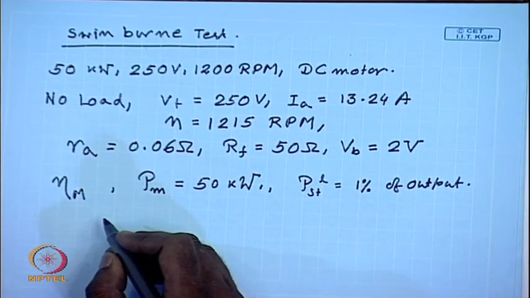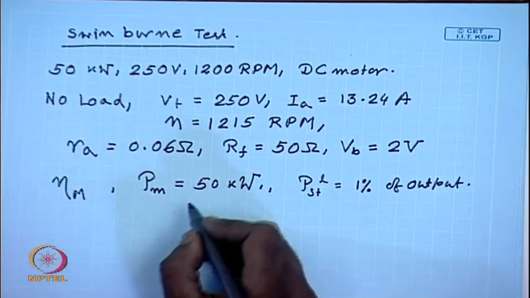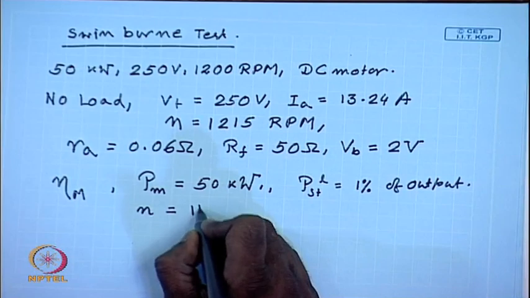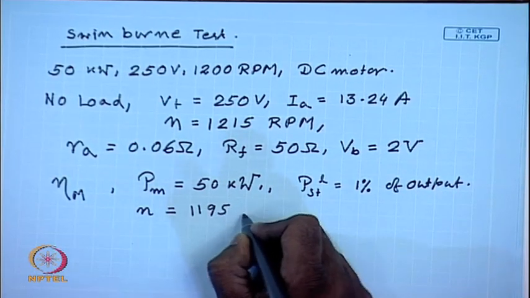The speed turns out to be, at 50 kilowatt shaft load, N equal to 1195 RPM.